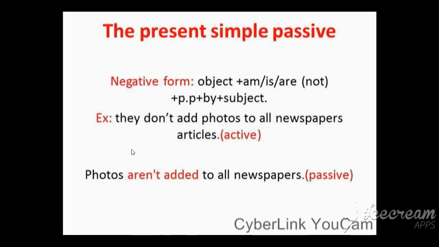Example. They don't add photos to the newspapers articles. Is it active or passive? This is an active sentence because the subject is known. الفاعل معروف.